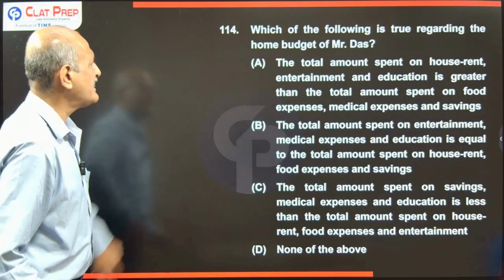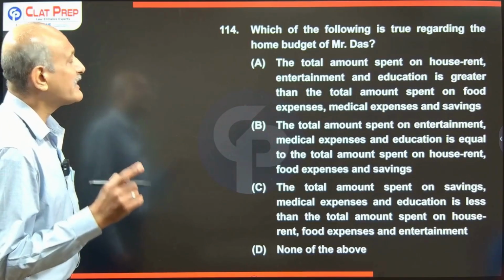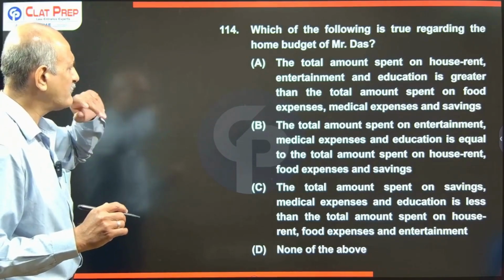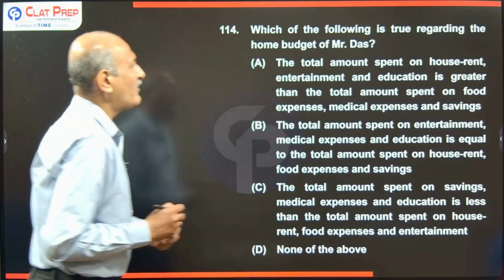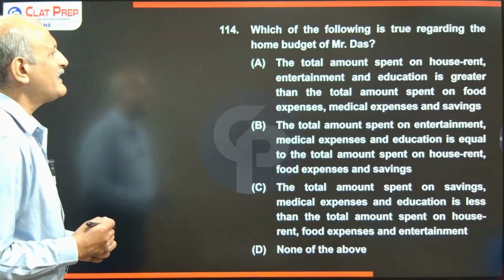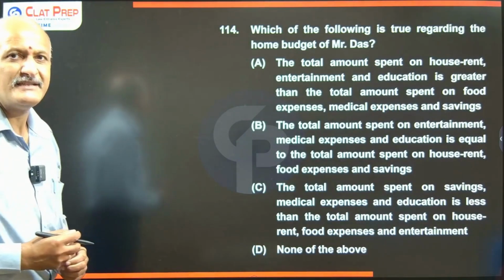Okay, with the same details here, let's see another question. It reads, which of the following is true regarding the home budget of Mr. Das? How many of them are true? We have to observe this carefully. It reads, the total amount spent on house rent, entertainment and education is greater than the total amount spent on food expenses, medical expenses and the savings.